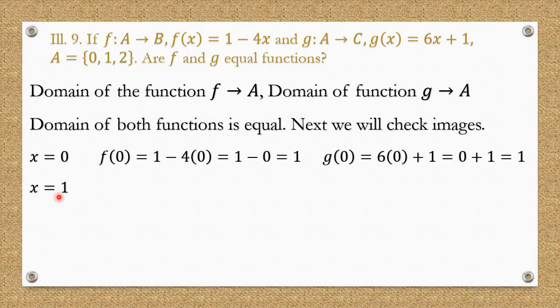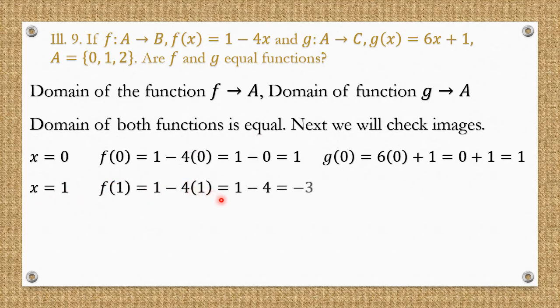The rule is all the three values must have the same answers. Okay, not just 1 or 2. All the values must have the same answer. So even if one value does not have equal answers in both the equations, we can't say that they are equal functions. Let's check x is equal to 1.